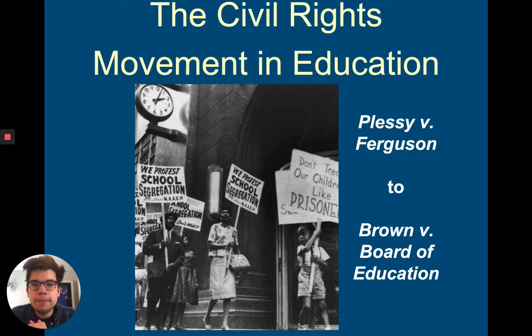So today we're going to focus on segregation, and specifically how schools become desegregated thanks to two really important Supreme Court cases. We see Plessy v. Ferguson, Plessy v. Ferguson, and Brown v. Board of Education.